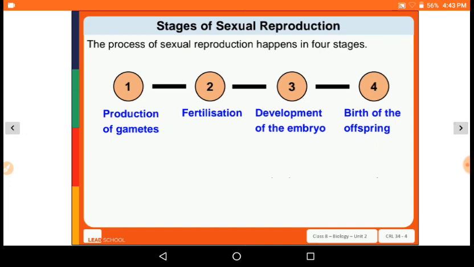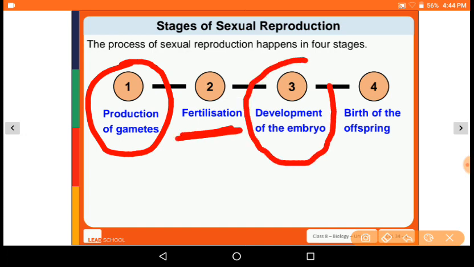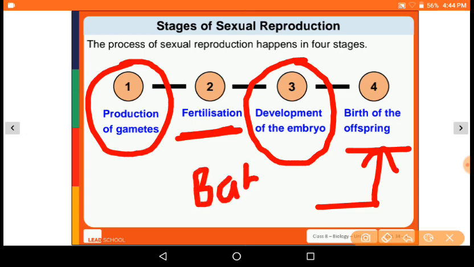The process of sexual reproduction happens in 4 stages. First, production of gametes. Then fertilization. Then development of the embryo. Then lastly, the birth of the offspring. We can say that it is a baby in human beings. Okay.